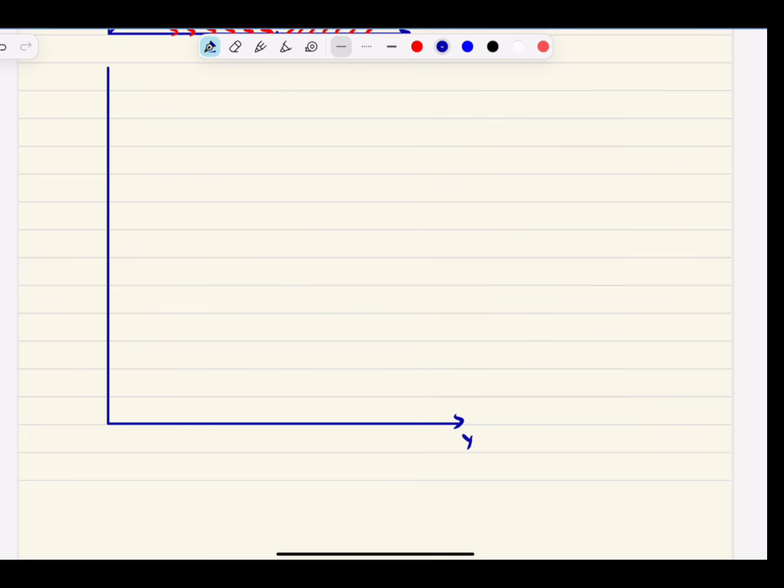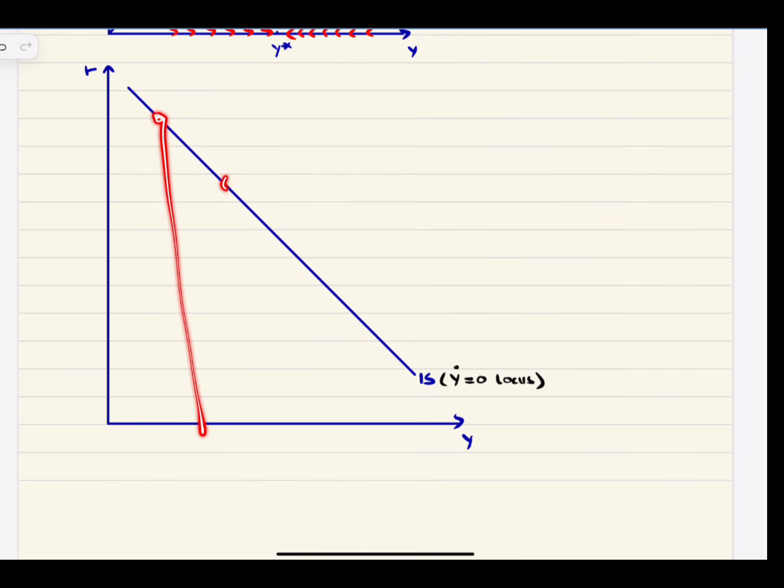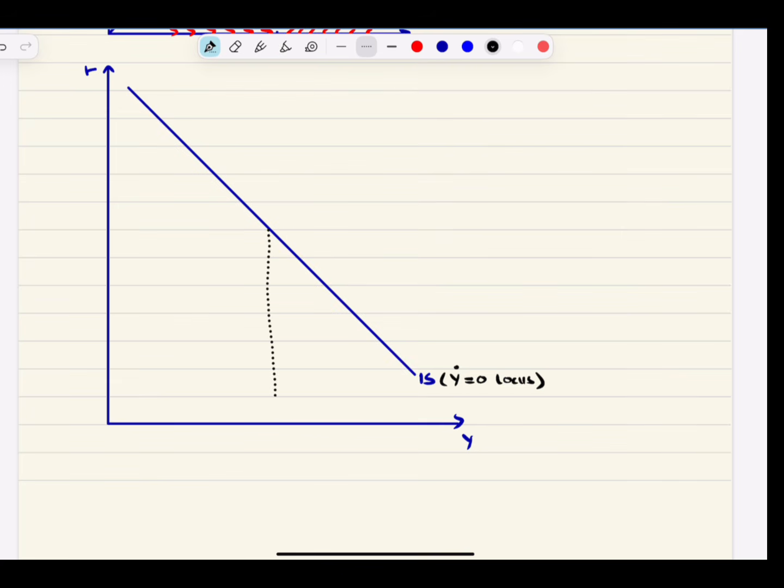So this is output, this is interest rate, this is the IS curve. It's also actually in many texts called the y dot equals 0 locus. So we can use this vocabulary as well. So let's suppose, remember, all points on this denote y star. So let's just take an arbitrary y star. I'm just visualizing this. I'll drop this later.